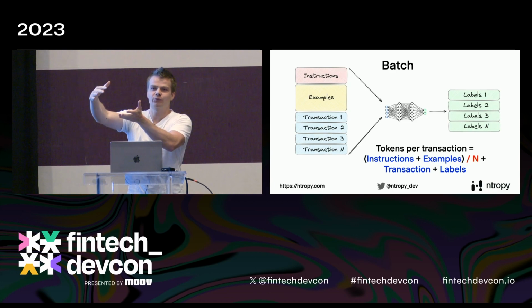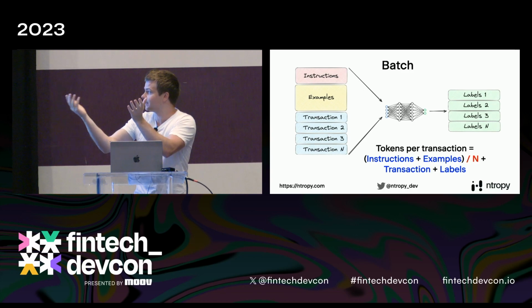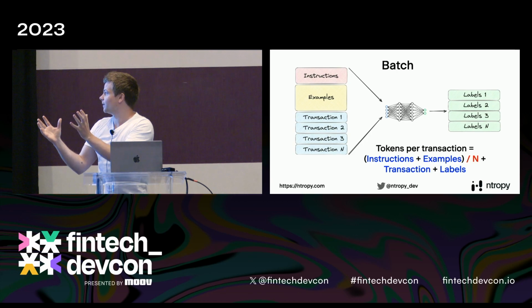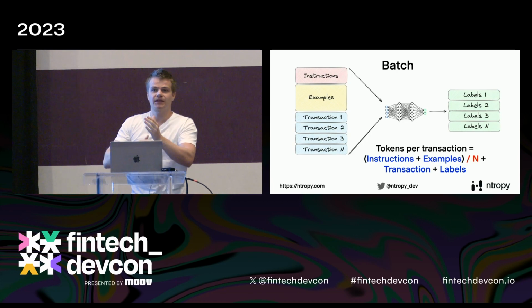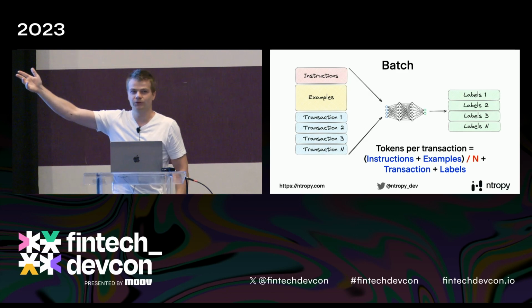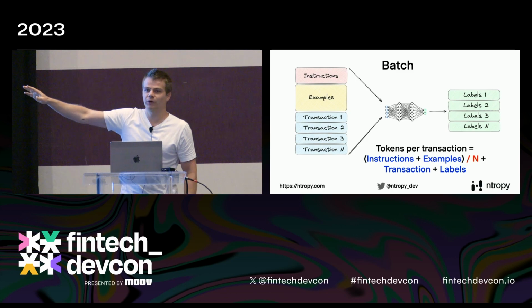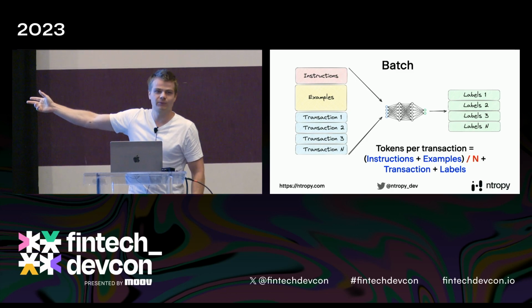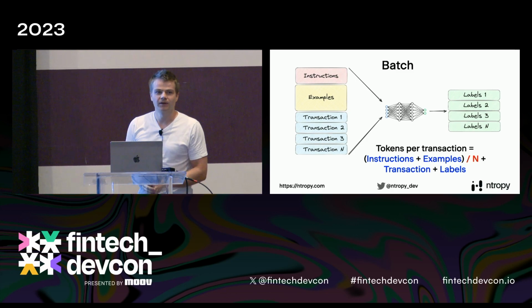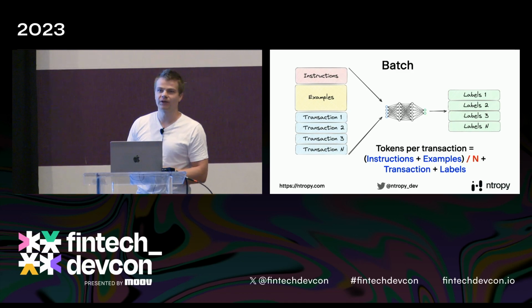Because the same thing, which is a static piece of text or a static amount of tokens, applies across all of our examples, right? And so obviously the more transactions we run through using this method, the first term falls away, and then we're actually only spending transactions plus labels amount of tokens, right? So if we want to classify like 1,000 transactions at once using this method, we can accurately do it.